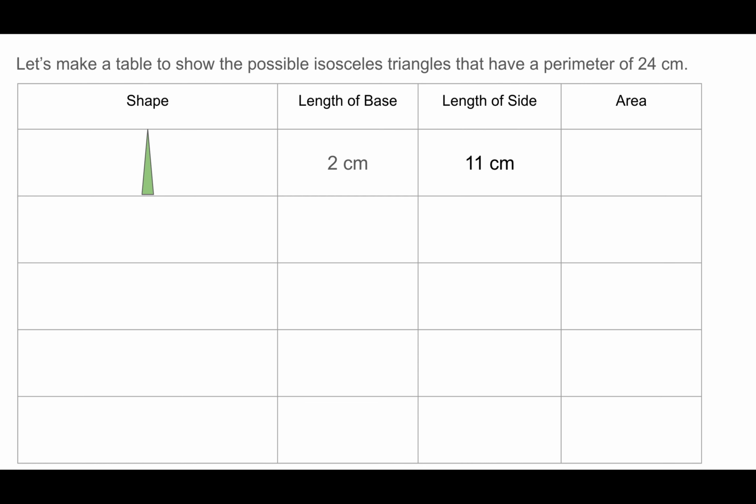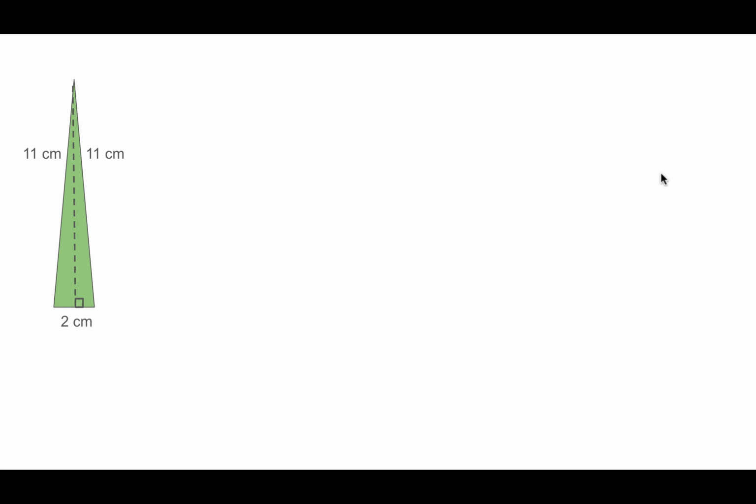So here's my shape. For this one, the base is 2 and the length of the sides is 11. And now we're going to calculate the area. So here we go. This is the height and this is the base. Remember, to find the area of a triangle, it's half the base multiplied by the height. But I don't know the height.